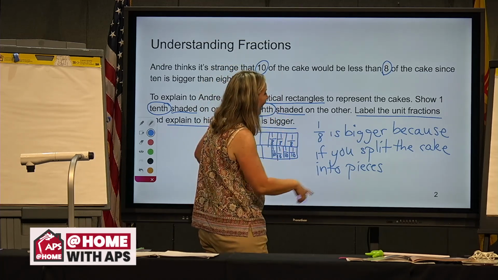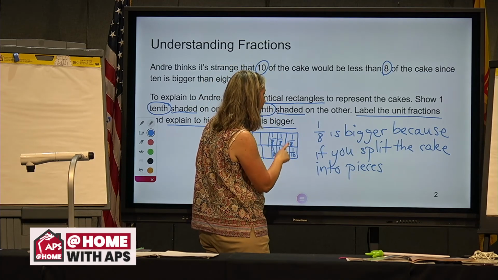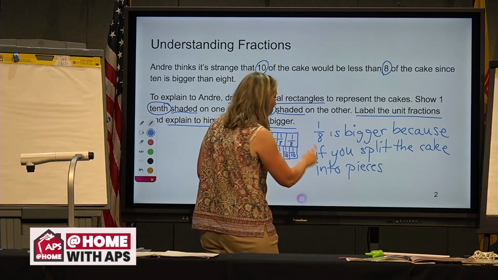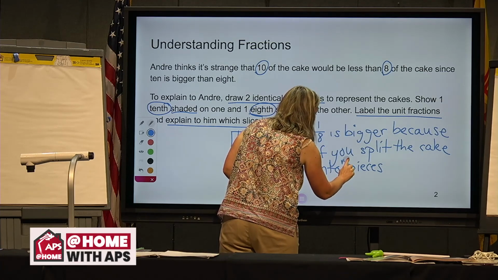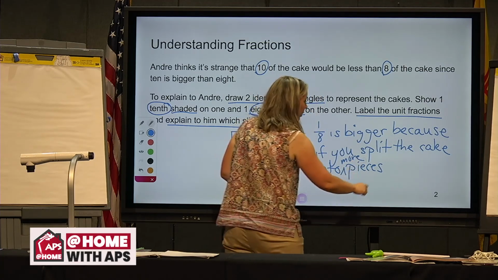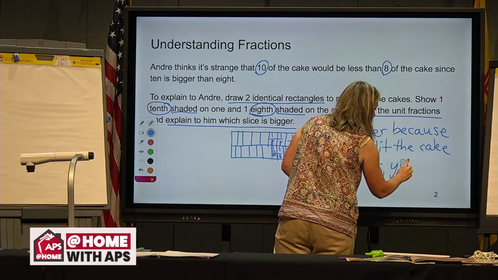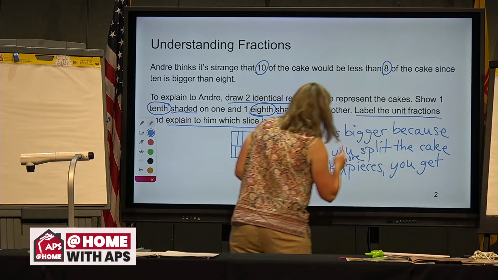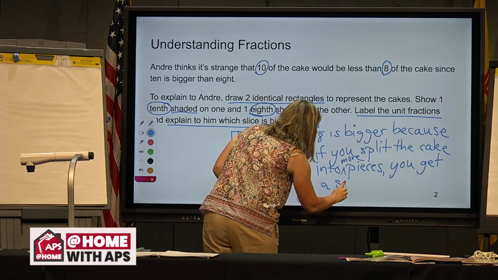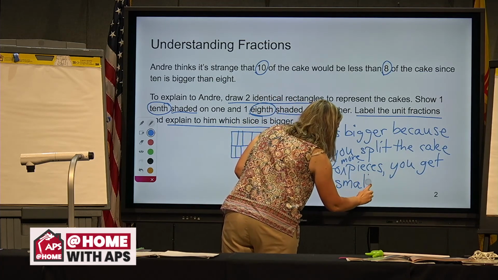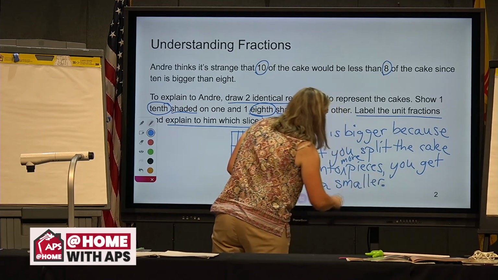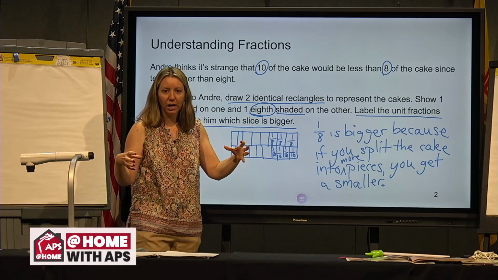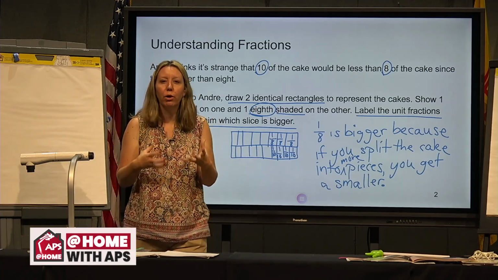Yeah. So the cake into pieces, all right, 1/8 is bigger because if you split the cake into more pieces, you get a smaller piece. It does, everyone, because what happens with decimals and fractions, the bigger the number is on the bottom of the fraction, the smaller the piece. It's opposite of what we would think.